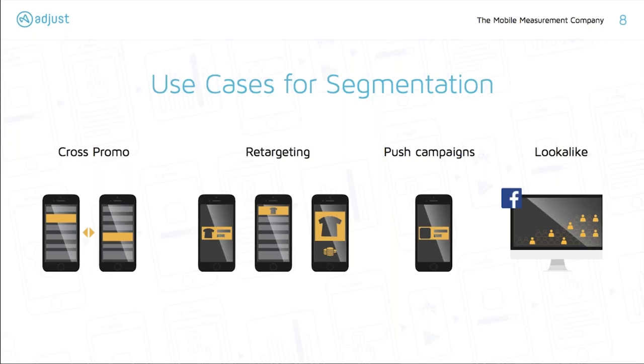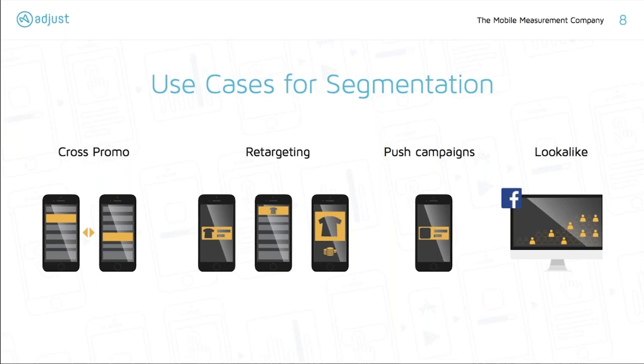Another scenario might be retargeting. You want to drive users back into your app in order to fulfill a certain action that they may have left off, which you can see here in the example with an e-commerce app where a user is being targeted in order to purchase a product at the end. Then another scenario would be push campaigns. With segmentation, you are able to engage with your customers and users more directly via personalized messages.